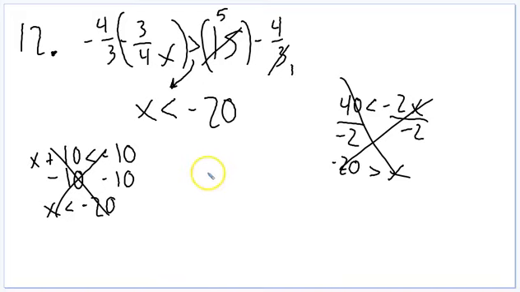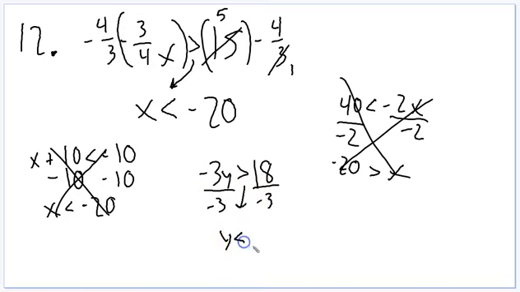So I've got negative 3y is greater than 18. I don't know why I switched the variable. That's weird. So I'm going to divide both sides by negative 3. And this is going to flip. Y is less than negative 6. But also, I made a mistake, so there are two answers.